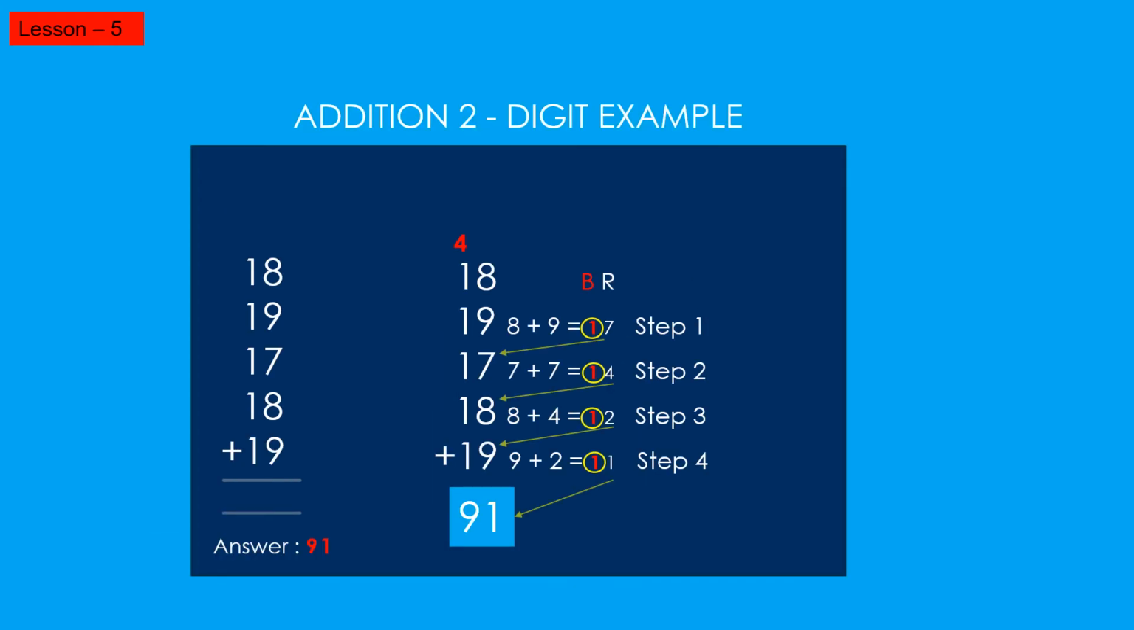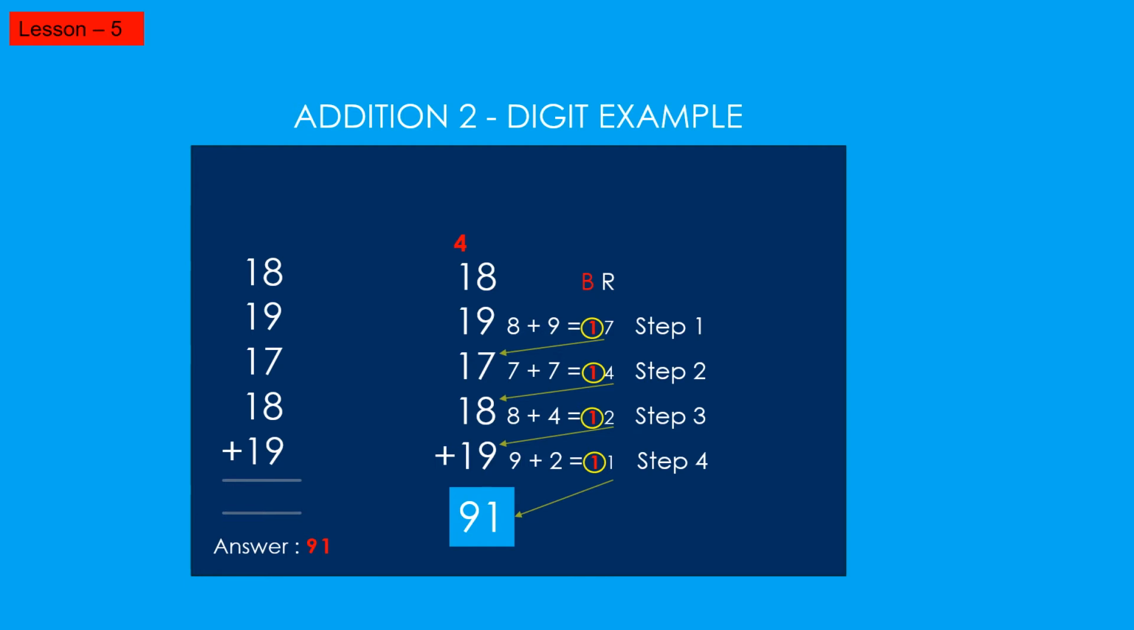Let us take another example of adding 2-digit numbers. So first step, write the 2-digit numbers from top to bottom. So here the numbers are 18, 19, 17, 18 and 19. First start from the topmost number in the unit place, 8. 8 plus 9 is 17. So in 17, you circle 1 as a base and remember 7 as your remainder.